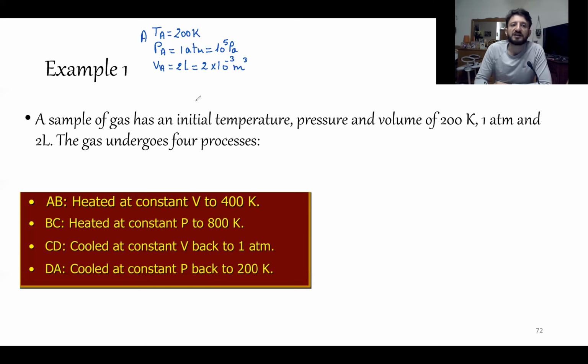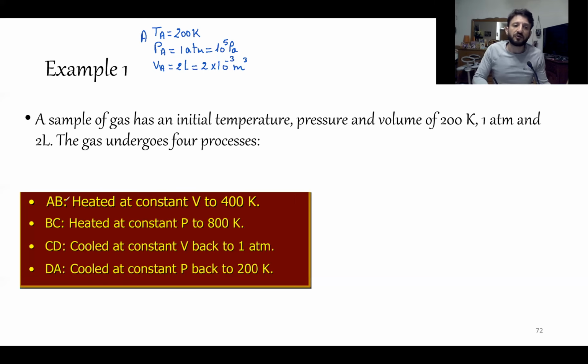This is the initial state. I advise you to put all the given and any new result in one table, okay? Especially in thermodynamics, because you will get a lot of small values. Okay, here we have a cycle. We start by the point A, B, B, C, C, D, D, A.